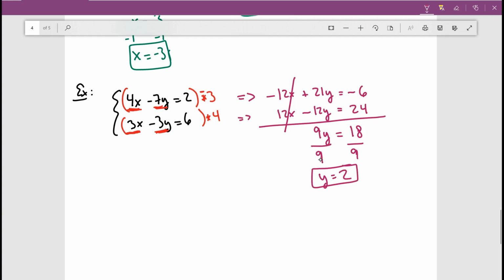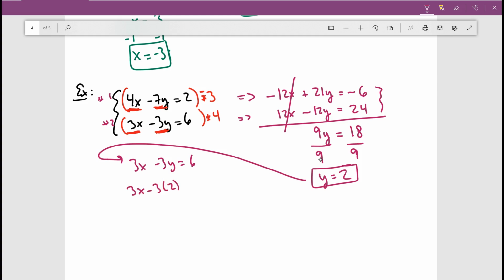Okay, now that I know that y equals 2, I can plug it into the other one. Now I can plug it into these equations if I wanted to, but I'd rather use the other one. So I'm going to use the second one, this 3x minus 3y equals 6, which is equation number 2. So I'm going to plug in that 2 into the y. So I get 3x minus 3 times 2 equals 6. I get 3x minus 6 equals 6. I add the 6 to both sides.